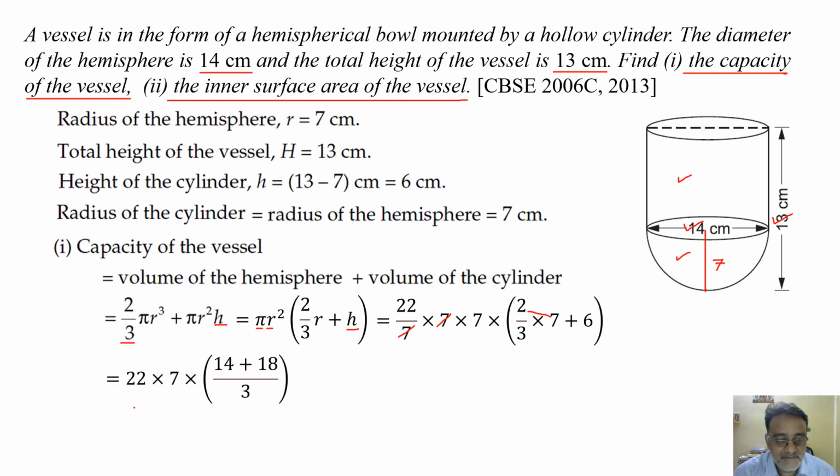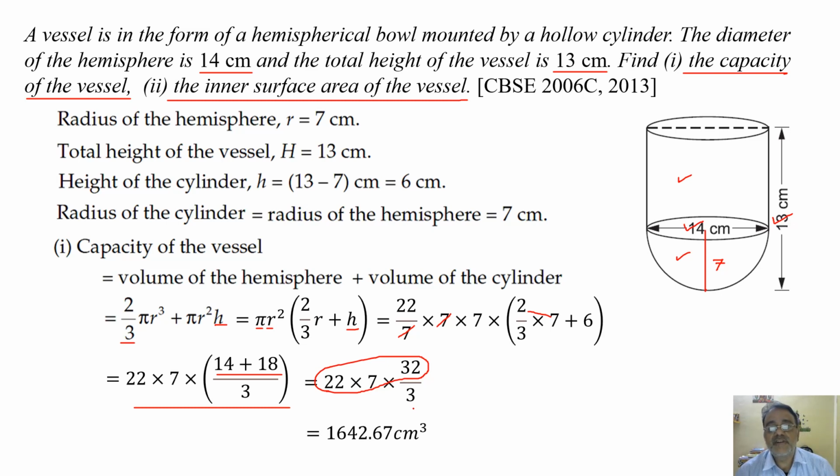This step is clear, this part? Yes, sir. Okay, so 22 into 7 into 32 by 3. Now we have to multiply all this number, then we have to divide it by 3. Okay, so we'll get final answer 1642.666, that is 1642.67 centimeter cube.